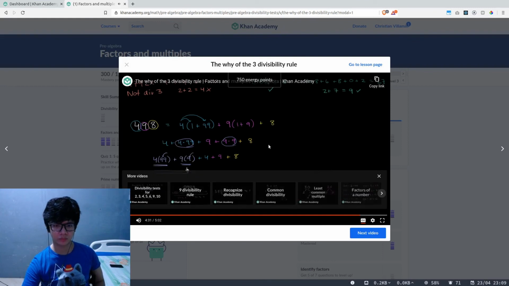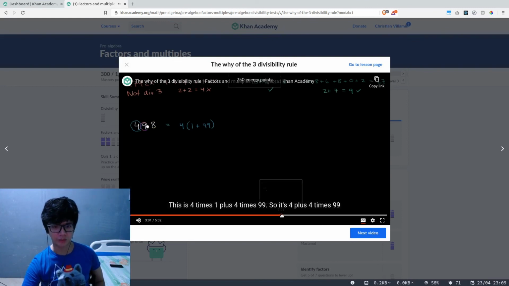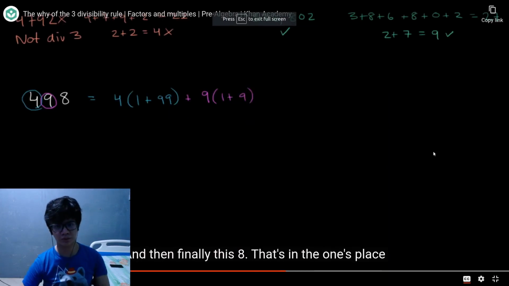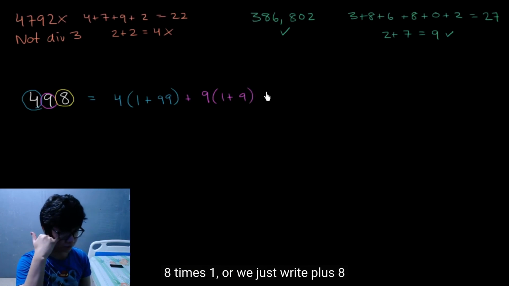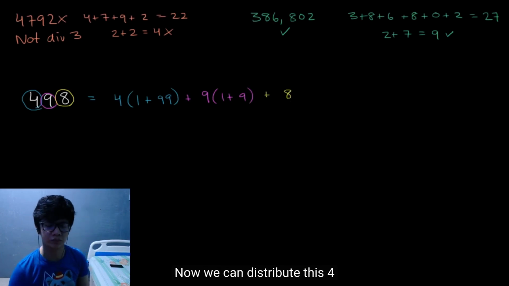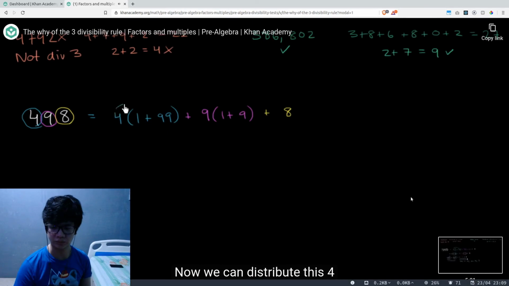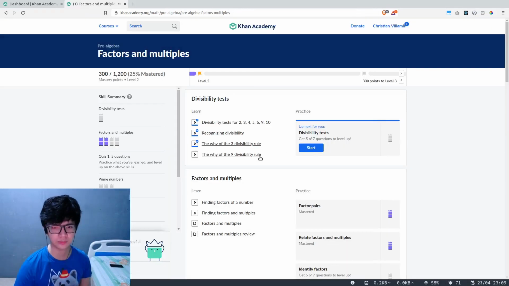The 9 in the tens place, we distribute times 1 plus 9. And then finally this 8 that's in the ones place, that's just 8 times 1, or we could just write plus 8. Now, we can distribute this 4. This is 4 times... plus 8. Okay.